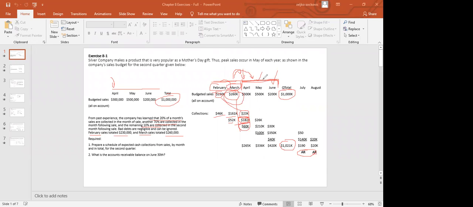You would say, okay, what am I collecting in May? I'm collecting 20% of my sales, which is 100,000. What else am I collecting? I'm collecting 70% of April, which is 210, 70% of 300. And I'm collecting 10% of March, 260,000, 10%. Total 336. That's your answer. Boom. So that should take a minute, right? That would be a very straightforward question. A minute.